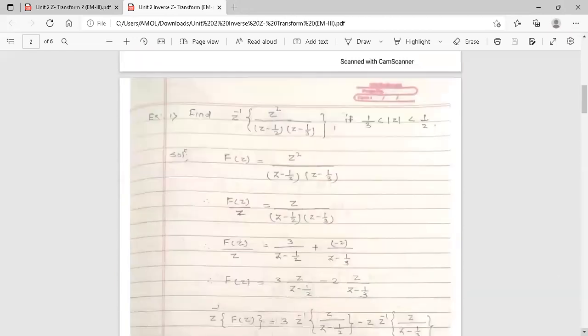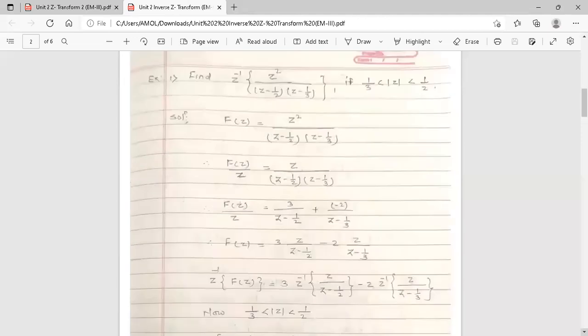Now see the example of the partial fraction method. Find the inverse z transform of z square upon (z minus 1/2) into (z minus 1/3), if 1/3 is less than mod z is less than 1/2. This is the condition here for z.